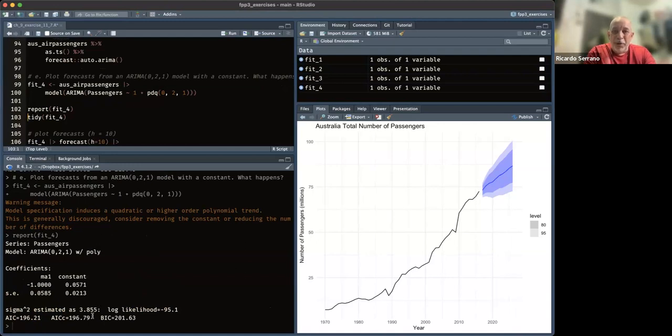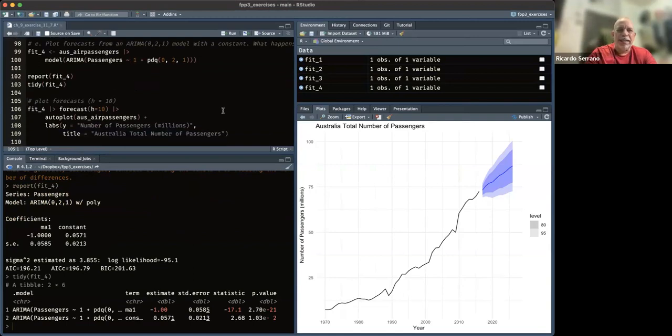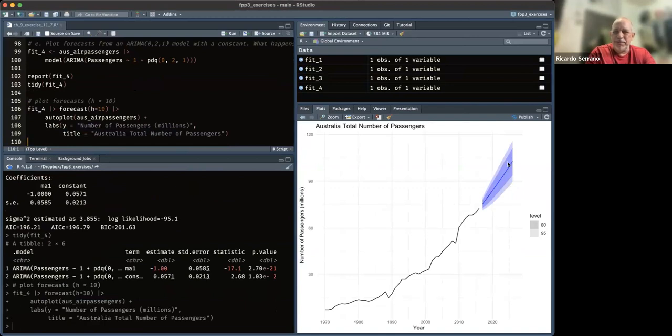As you can see, this model in particular, the PDQ 0-1 with a constant, has a lower AICc than the auto ARIMA. So if we keep iterating with the ACF and the PACF, trying to find out, eventually we could get some models that are better than the auto ARIMA. And if you go to tidy here, you see that the coefficients from the constant and from the MA1 are significant. And this is the final forecast.